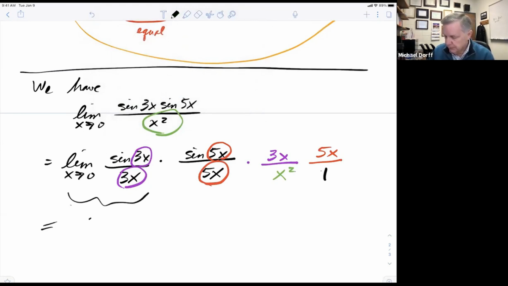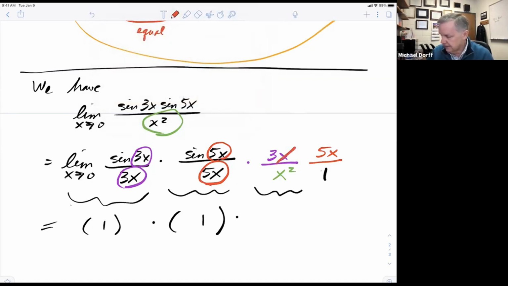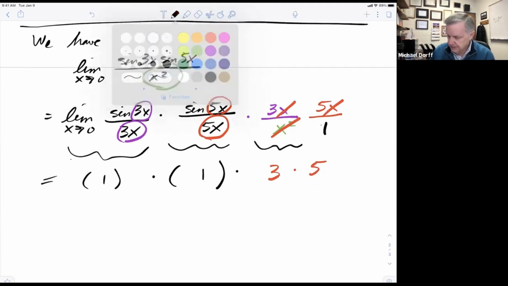This first part equals 1 by the property or the identity that we had before. The second one equals 1, again, because what's in the purple circle, the 3x after the sine matches the 3x in the denominator. And in the red one, the sine of 5x, the 5x in the top matches the 5x in the bottom, so I get 1. When I get to this part, 3x over x, we've got an x on the top and an x on the bottom, and that cancels out. And so I end up with a 3 on the top and a 5 on the top. And so when I simplify all that together, I get 15.